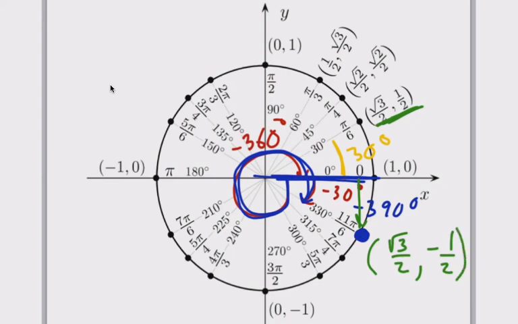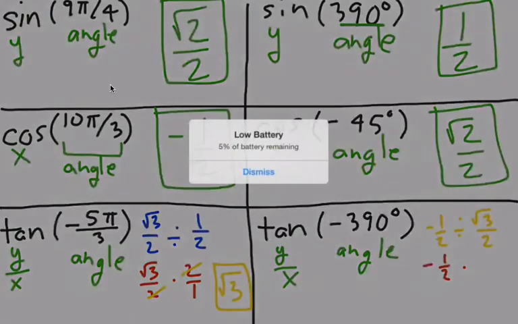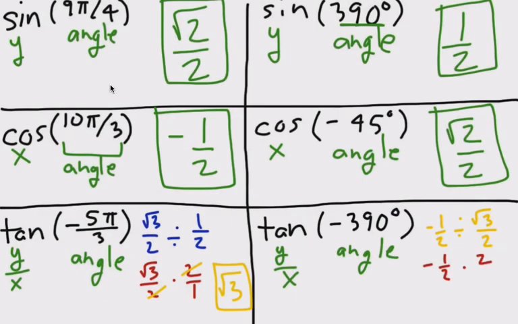For tangents, I need to do y divided by x. So I'm going to have negative half divided by root 3 over 2. Same thing as the one right next to it. To divide fractions, I can take the reciprocal of the second and turn it into multiplication. Here the 2's will cancel out, so I end up with a negative 1 over root 3.